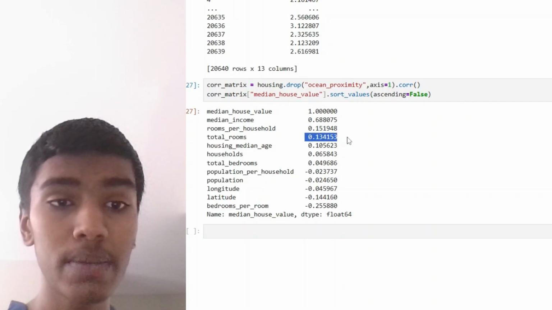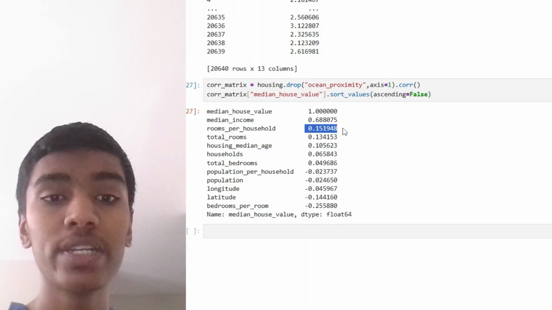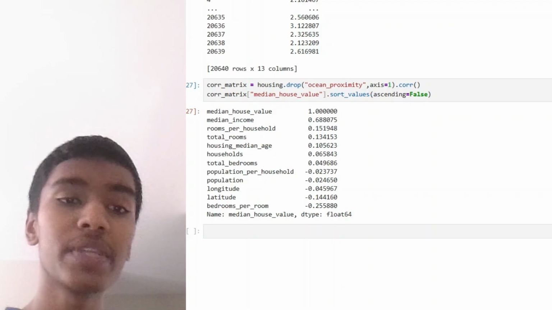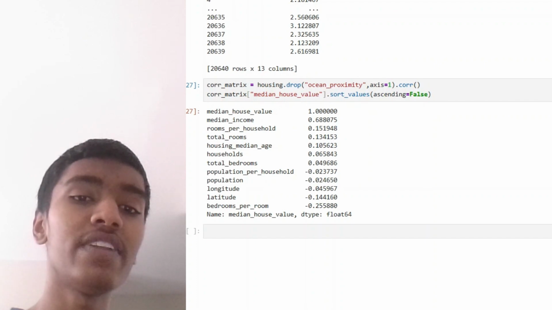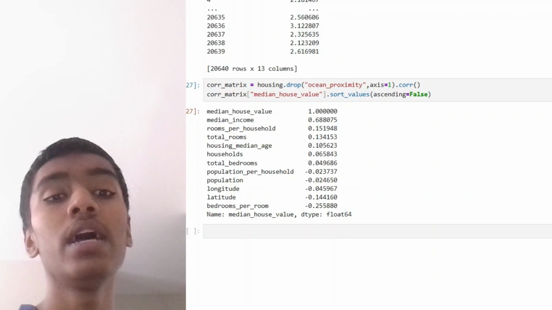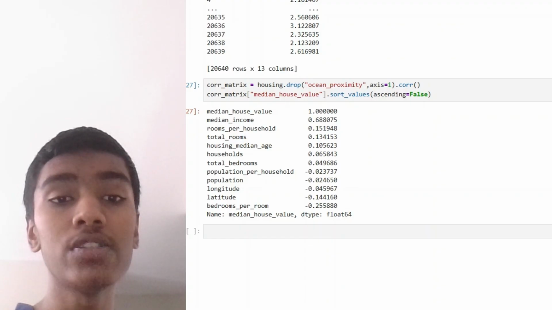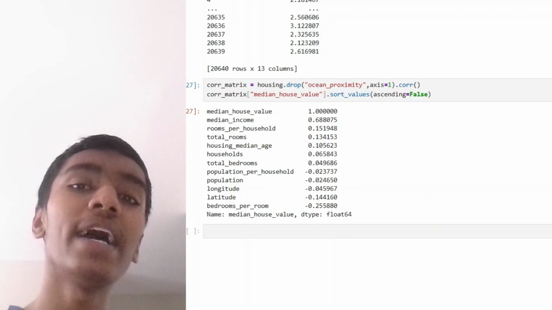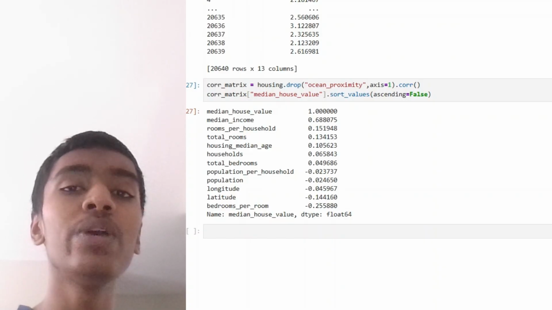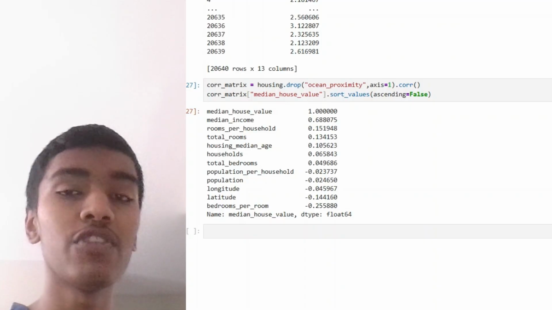Total rooms, and comparing that to the rooms per household. We can see that the data really isn't that different. Rooms per household, remember what the 0.15 indicates. It indicates that as the median house value goes up, the rooms per household will also go up, but not by as much, right? So it's going to be a weak linear relationship, essentially, if you wanted to phrase it that way.